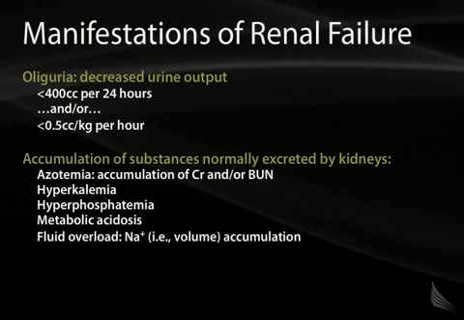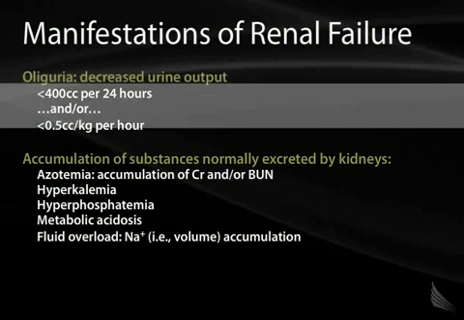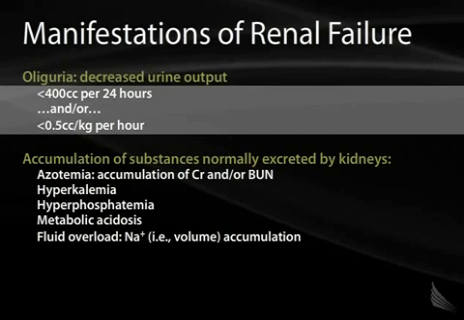The manifestations of renal failure are twofold. As you recall, the kidneys are responsible for not only the production of urine, but the clearances of substances that would otherwise accumulate in the body. Thus, the manifestations of renal failure are either of these two things. One is decreased urine output, or oliguria, which is defined as less than 400 cc's for a 24-hour period. Also, it could be quantified as less than 0.5 cc's per kilogram per hour.